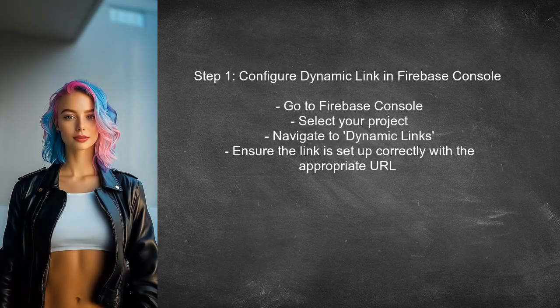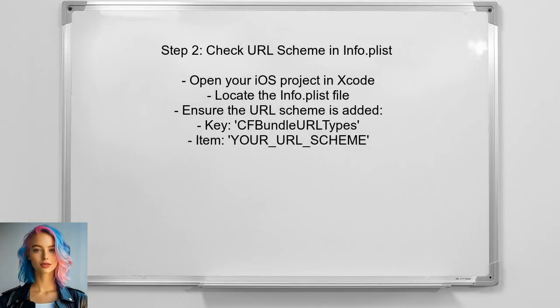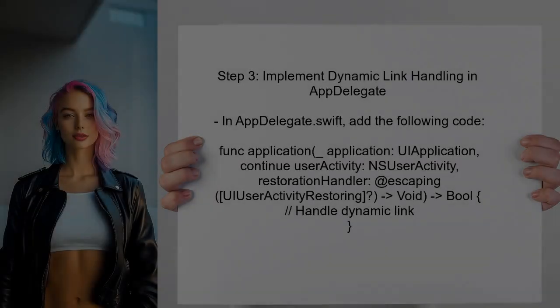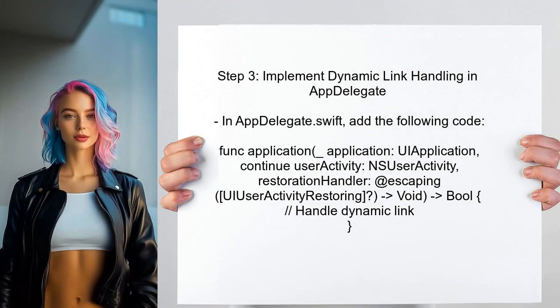To address the issue of Firebase Dynamic Links redirecting to the App Store, the user should first ensure that the dynamic link is correctly configured in the Firebase console. Next, the user needs to verify that the app is properly set up to handle the dynamic link. This involves checking the app's info.plist file for the correct URL scheme. After that, the user should implement the necessary code in the app delegate to handle incoming dynamic links. This is crucial for ensuring the app opens correctly.